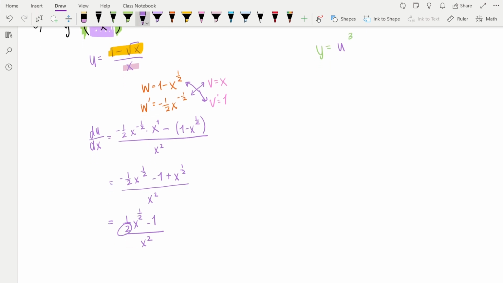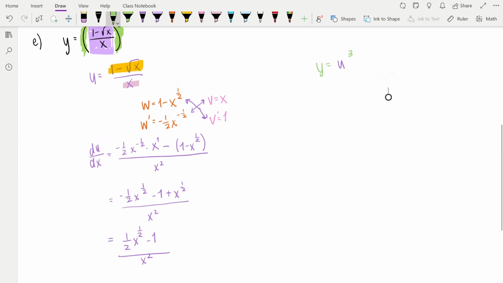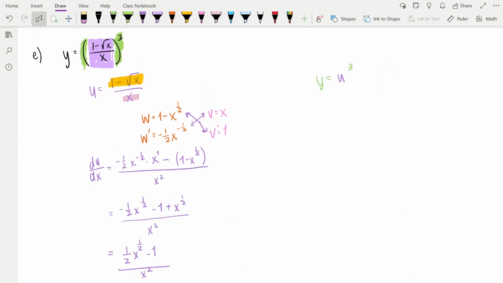I can't move that 2 into the denominator of the overall fraction without first dealing with the fact that there's this minus 1. So for the moment, I'm just going to leave it like that. And now, getting back to the chain rule, I realized I had to scroll and now we can't even see things. Over here, I need to take dy/du. So that'll be 3u squared. But I'd really like to see this in terms of x. So I'll write 3 and rewrite this as (1 minus root x over x) to the power of 2.